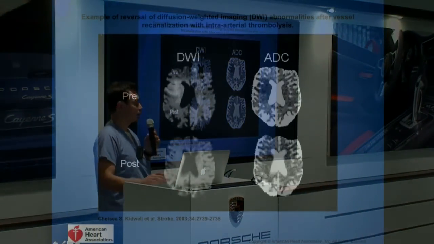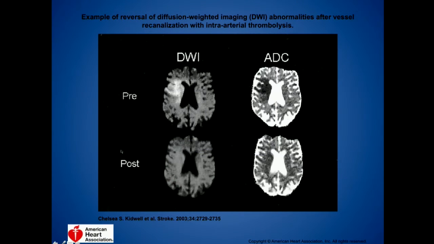However, it turns out that this reversal actually is kind of like a pseudo-reversal. The cells are full of fluid, and the fluid is trapped. And actually, when the cells sometimes go on to necrosis, the diffusion can actually increase. So a diffusion reversibility a couple of days later doesn't necessarily mean that tissue is alive.